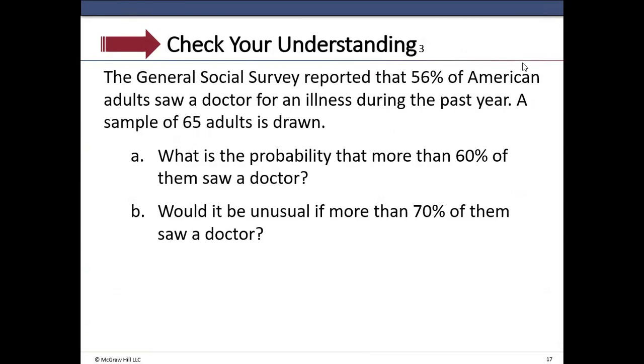Then I will do n times 1 minus p. Again, my n is 65, left parenthesis, 1 minus 0.56, and then right parenthesis, and hit enter. And that is 28.6. That is also greater than 10. Therefore, we can assume the sampling distribution of p hat is bell-shaped. And we want to find the probability, or the area under the normal curve, to the right of 0.6.